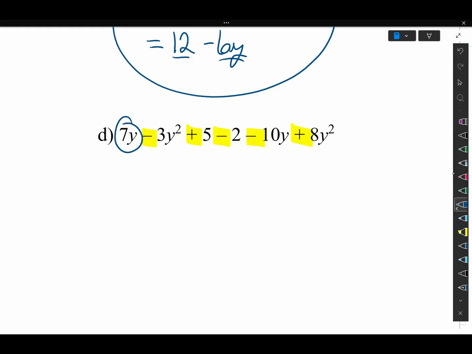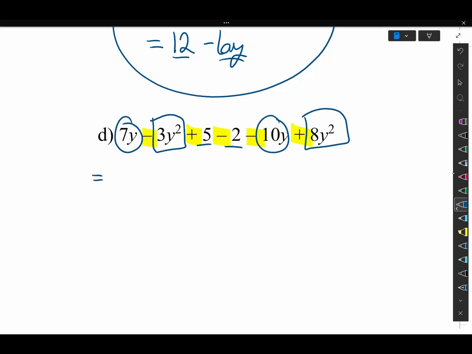My very first kind of term just has y's. It has no exponents on the y's, so I'm going to look for terms that have a y showing up but no exponents on them. Looks like I have one way over here. All right, my next kind of term, I'm working with a 3y squared, so it's a y squared kind of term. Do I see any others? Yes, I do over here. And lastly, I'm working with terms with no variables.